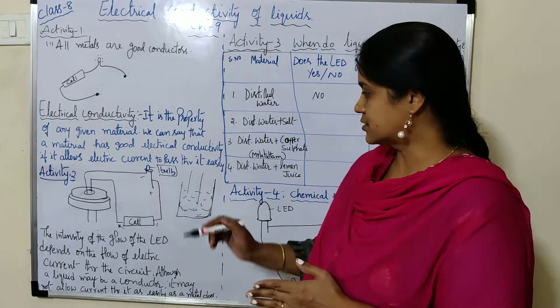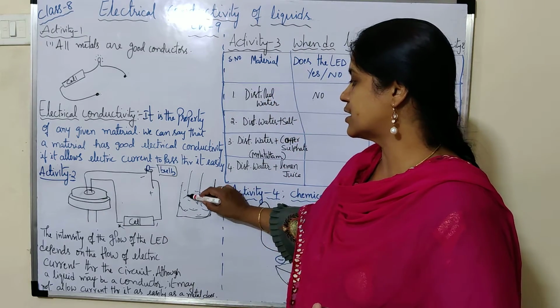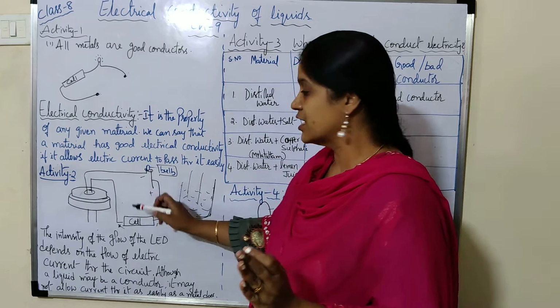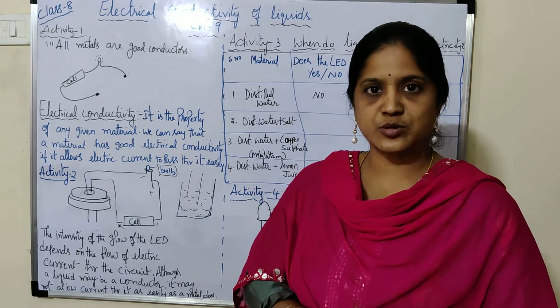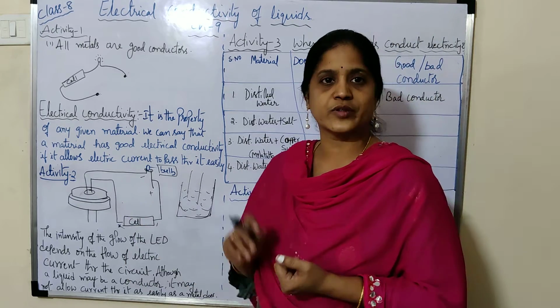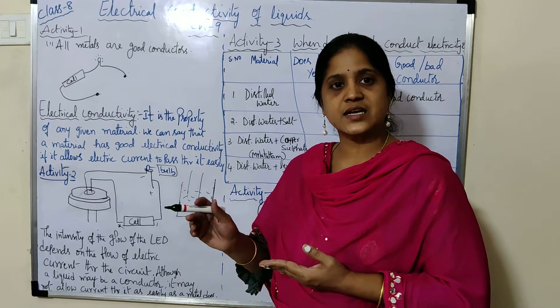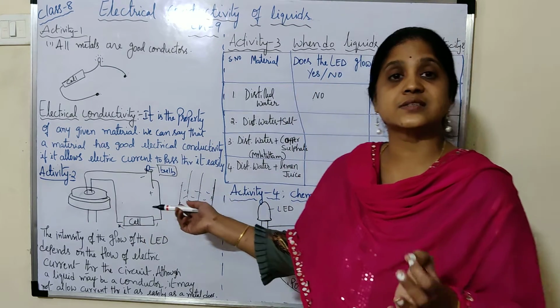Dissolve it in the water and stir it. After adding the copper sulfate, again test with this tester. Each time you test with this tester, you must wipe these metal pins with tissue paper or cloth and make them dry. Then only dip them into the other solution. This is the precaution.